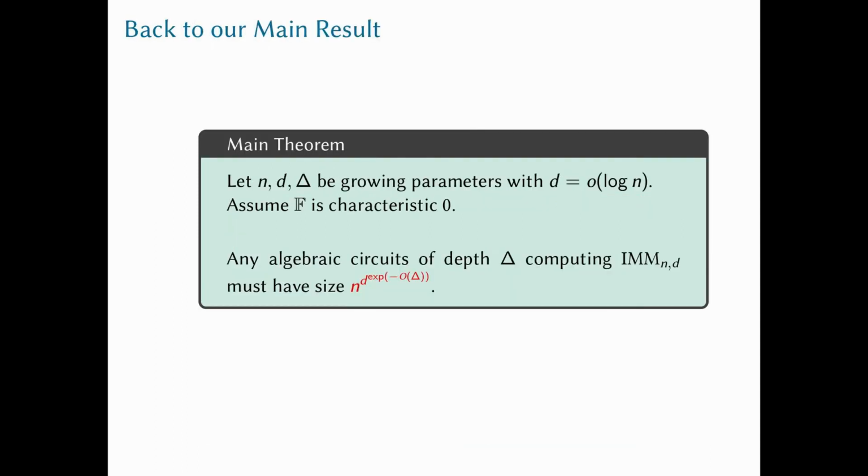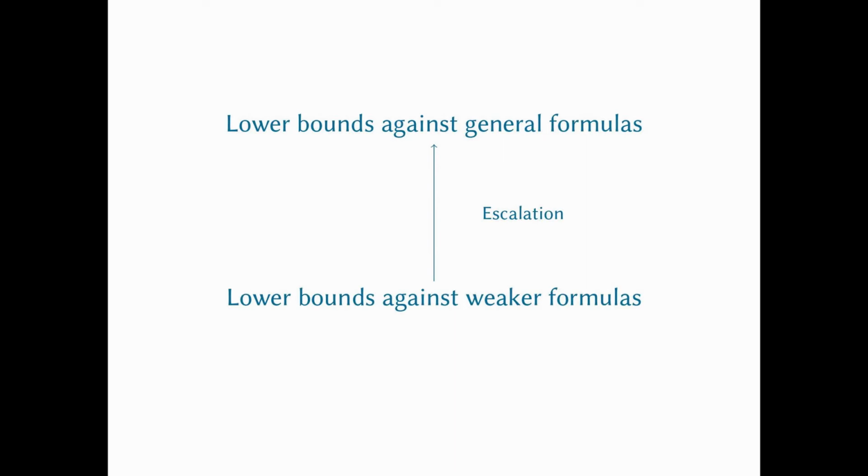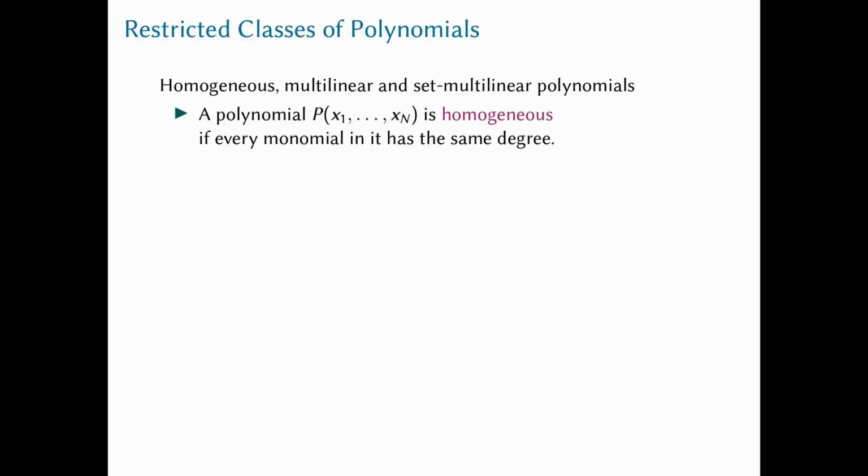So back to our main result, we want to show that IMM cannot be computed in constant depth in polynomial size. We'll do it by escalation. We want to consider weaker formulas, so we'll need to consider different models of formulas. First, we can look at restrictions of polynomials. The first restriction: a polynomial will be called homogeneous.